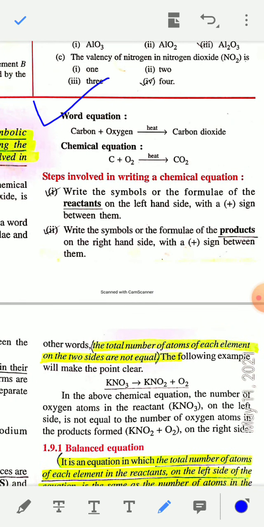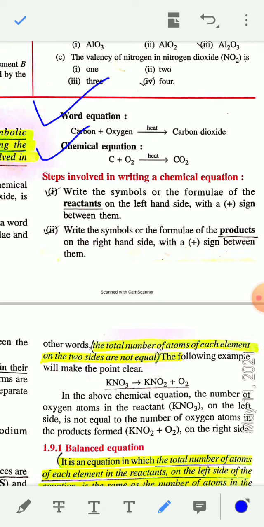One is the word equation, another is the chemical equation. Word equation means you have to write the names of the elements taking part in the chemical reaction. Like the burning of carbon means the reaction between carbon and oxygen to produce carbon dioxide.